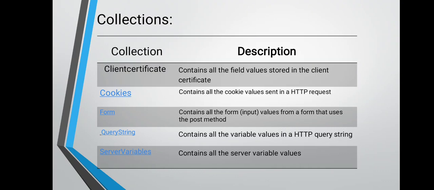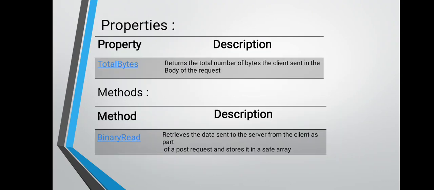First one, collections. ClientCertificate contains all the field values stored in a client certificate. Cookies contains all the cookie values sent in an HTTP request. Form contains all the form input values from a form that uses the post method. QueryString contains all the variable values in an HTTP query string. ServerVariables contains all the server variable values.